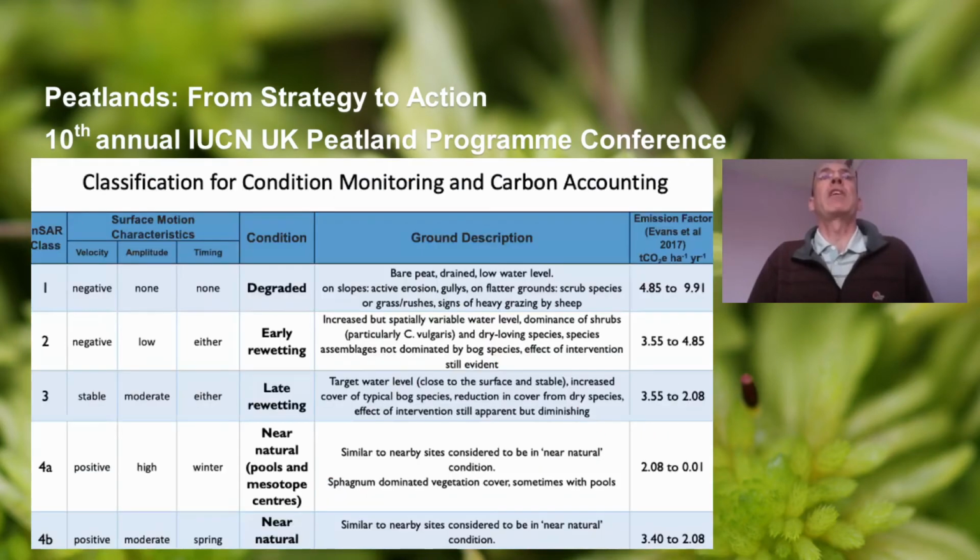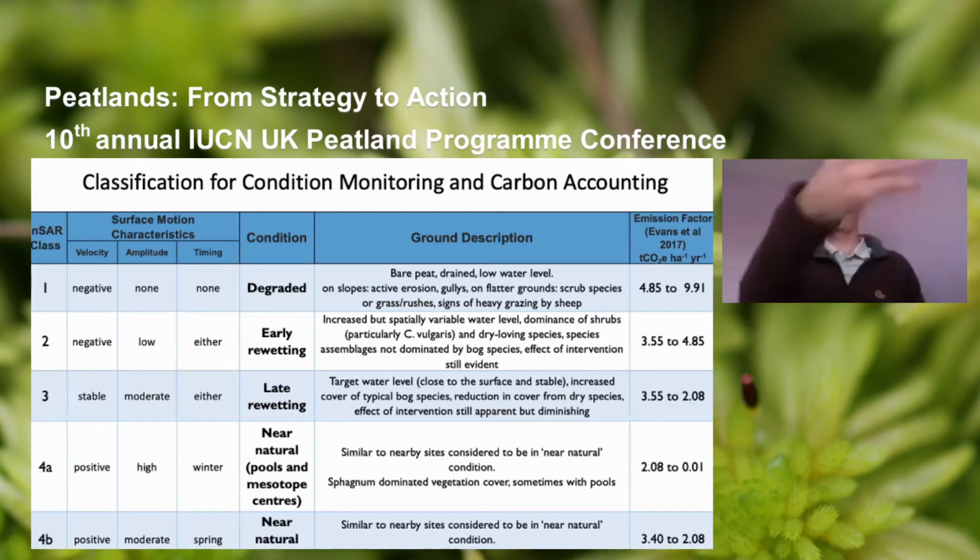The final set of examples I'd like to focus on is the classification for condition monitoring and carbon accounting. And it's based on this table. In the first column, we have our InSAR class, and that goes from 1 to 4. And we have two class 4s, a 4A and a 4B. They're both near natural conditions. The 4A is what you might think of as your ideal near natural sphagnum system. And the 4B is what you might think of as a near natural margin to, say, a mesotope. So you've got the slightly drier margins where you go from the sphagnum dominated, say, to the neighbouring river systems.